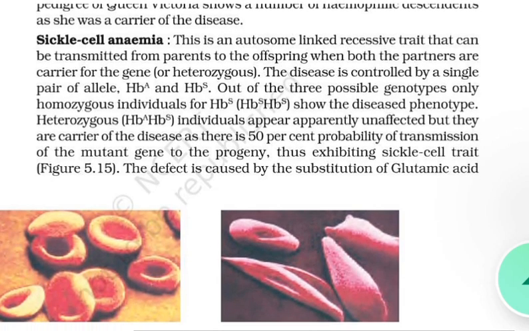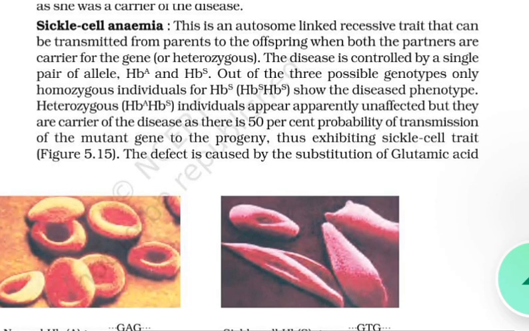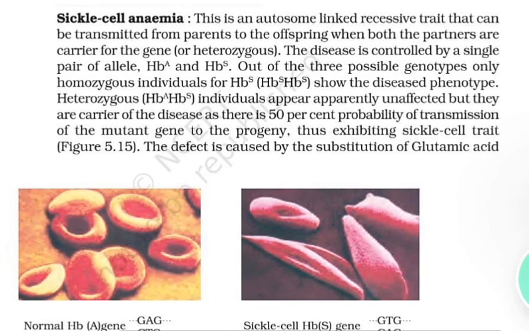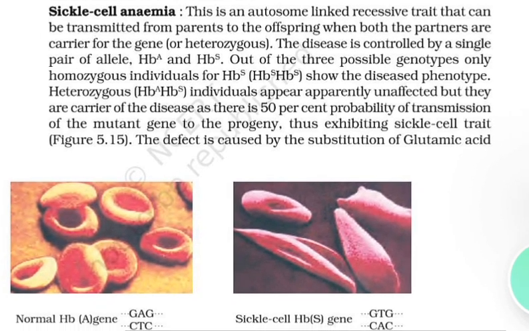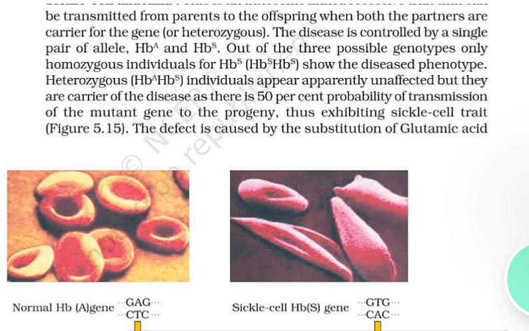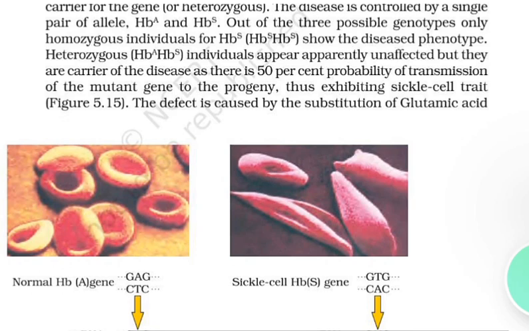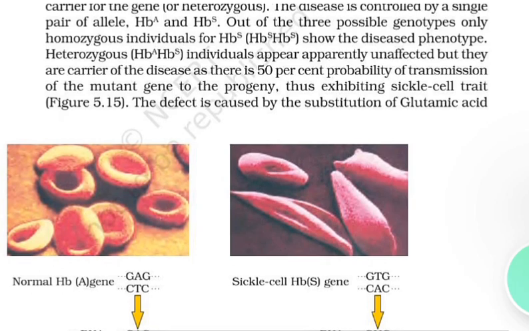The affected individual lacks an enzyme that converts the amino acid phenylalanine into tyrosine. As a result of this, phenylalanine is accumulated and converted into phenylpyruvic acid and other derivatives. Accumulation of this in the brain results in mental retardation.